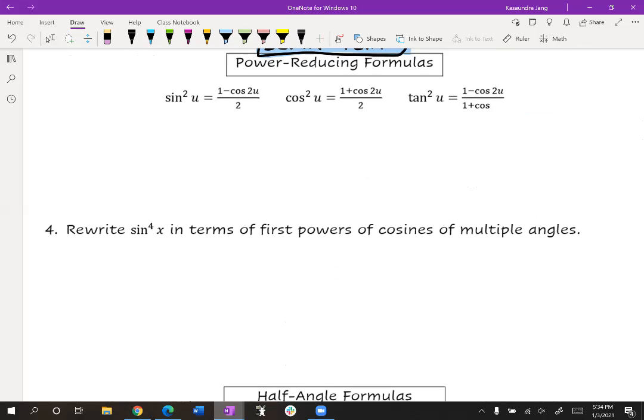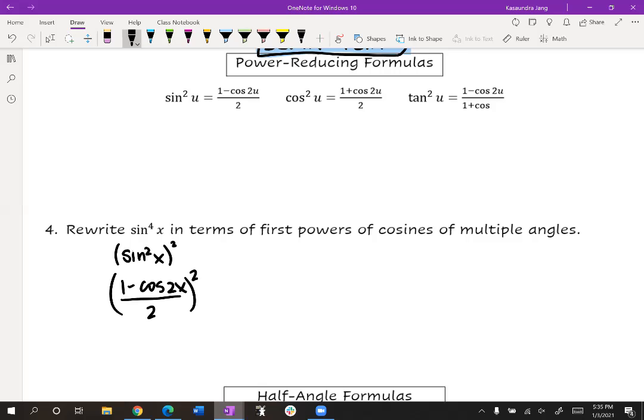All right, and in this one, because notice I've got sine to the 4th, but these power reducing formulas had to do with a sine squared. So I'm going to rewrite this as a sine squared of x all squared. Like something squared is basically raised to the 4th. Okay, so then that, if I use this identity here, I'm going to get 1 minus cosine of 2x. I'm not using a u, I'm using an x, but same deal, all over 2. So there's that identity. It's squared though.